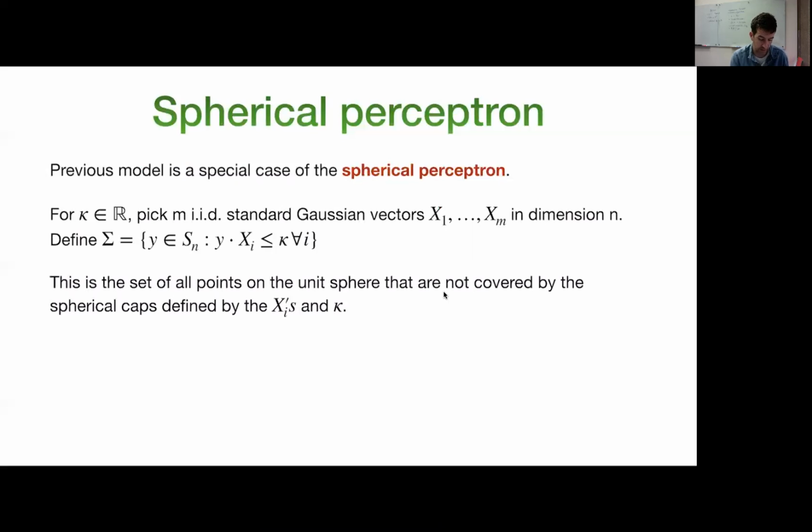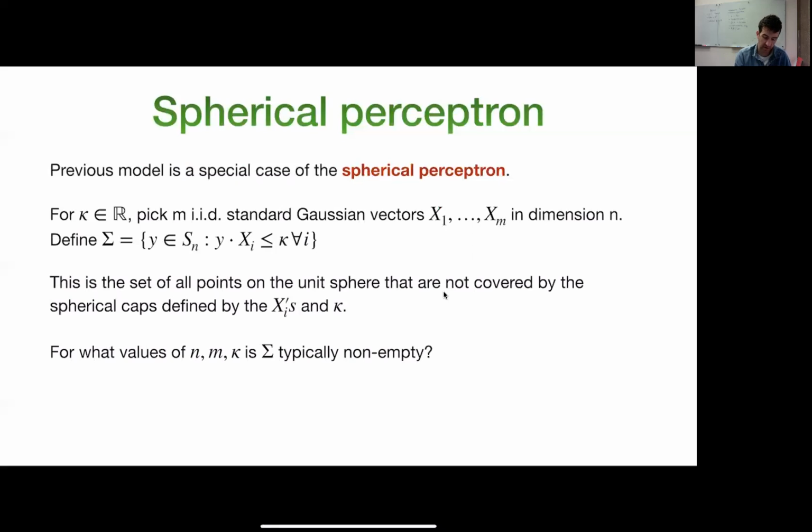And you can think of this as a set of all points on the unit sphere that are not covered by certain random spherical caps. And these caps are defined by both kappa and the randomness, the disorder given by the xi's. And so the first question you can ask, given these parameters, the dimension, the number of caps, kappa, is the solution space typically empty or non-empty?